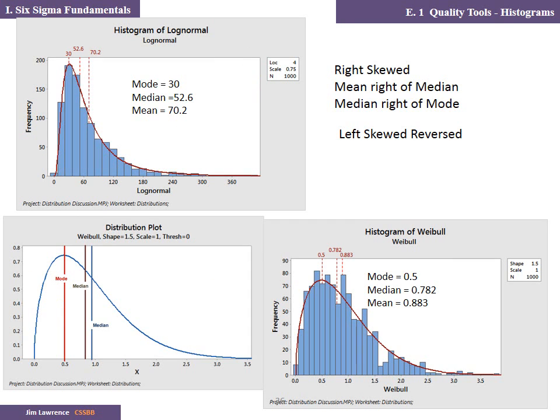Here we have a non-normal distribution. Right skewed means that the median is to the right of the mode and the mean is to the right of the median. Left skewed is the reverse.